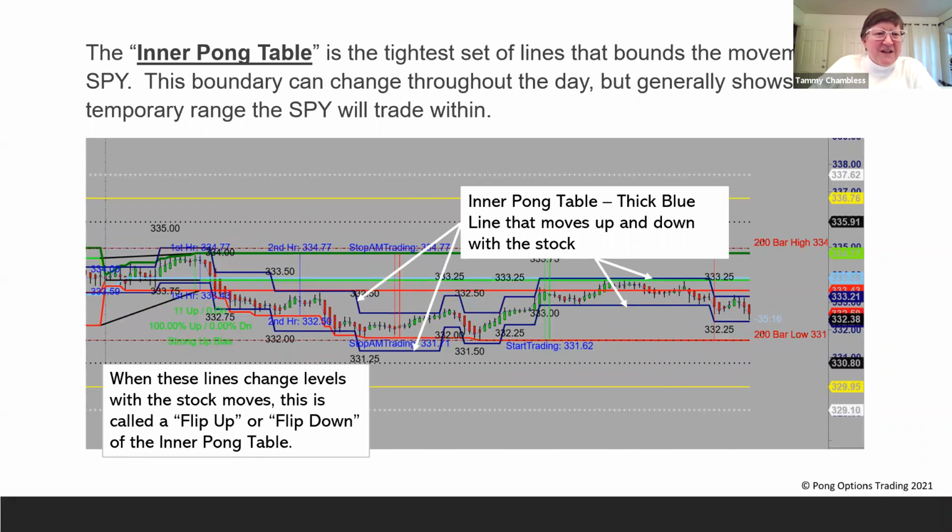Now there's also an inner PONG table, which are these darker blue lines, and they move around with the stock price and generally provide a shorter term support and resistance line for trading. When the PONG table flips down, we call that a flip down, or it moves up and we call that a PONG table flip up. So they will move up and down during the day, just along with price action. We do not trade those inner PONG tables. That's there just for information.